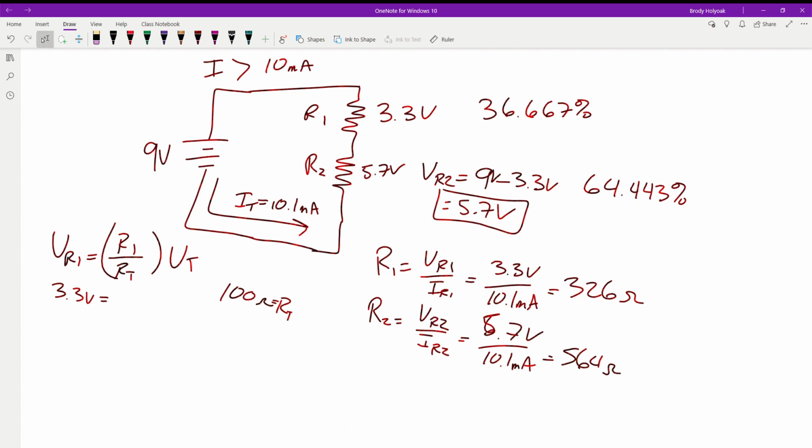If we have 9 volts divided by 100 ohms, what's our current? .09, 90 milliamps. Is 90 milliamps greater than 10 milliamps? Yep, so we've satisfied that requirement. So when we're designing these, look at everything that we have. And we can either go, like we said, this direction and just arbitrarily pick a current that we want to get to, or we can arbitrarily pick a resistance total as long as the total current doesn't exceed our specifications.